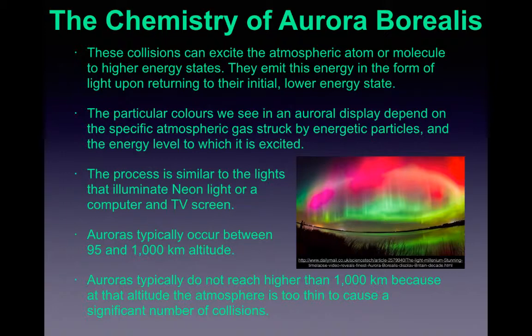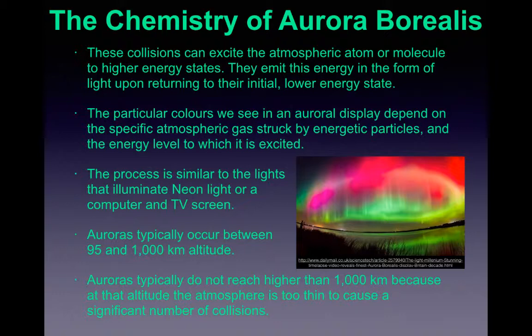The collisions can excite the atmospheric atom or molecule, or they can strip away its own electron and create an ion. The result is that the atmospheric atoms and molecules are excited to higher energy states. They emit energy in the form of light upon returning to their initial lower energy state. The particular colours we see in the auroral display depend on the specific gas struck by the energetic particles and the energy level to which it is excited.